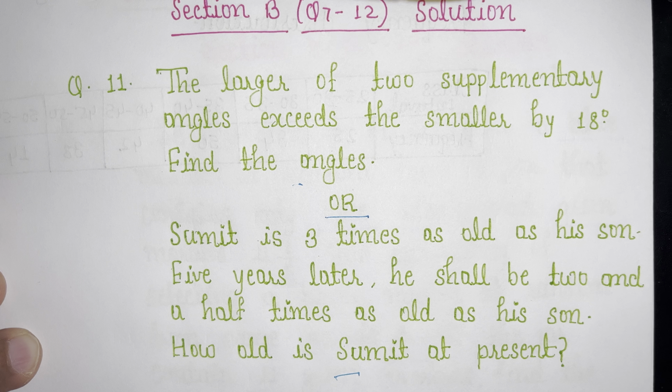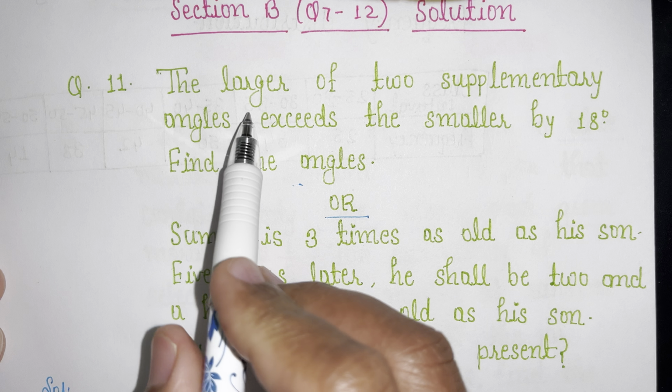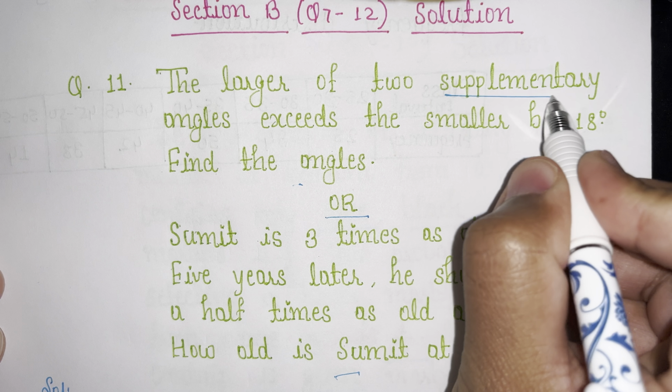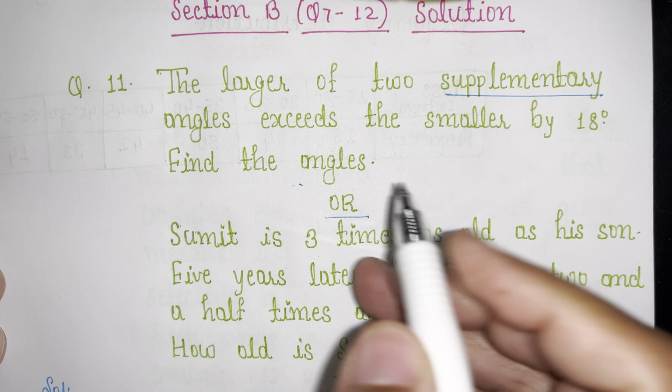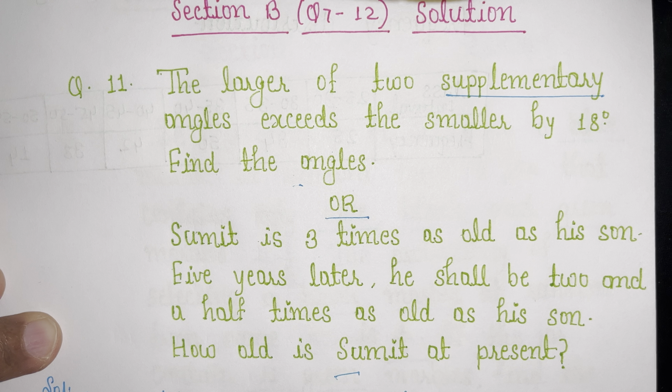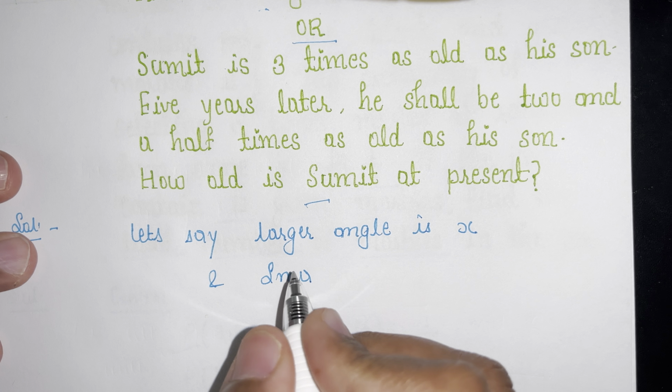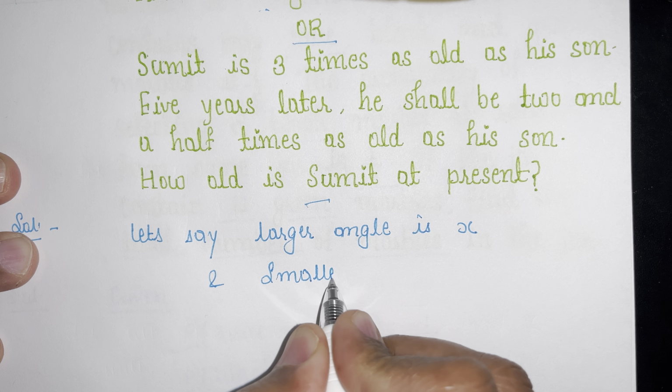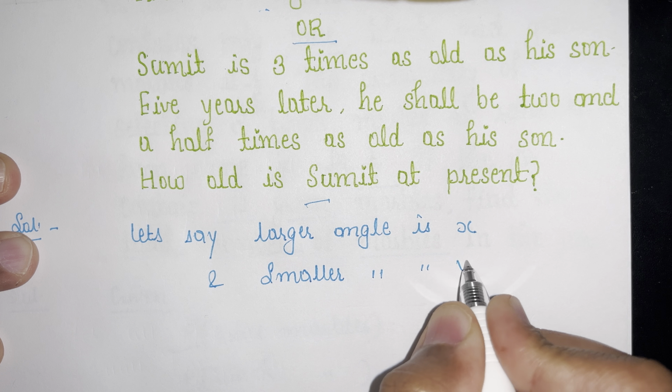To solve the first part, it says the larger of the two supplementary angles exceeds the smaller by 18 degrees. So to find the angles, let's say the larger angle is X, and, I'm sorry, I forgot to scroll my paper up, and the smaller angle is Y degrees.